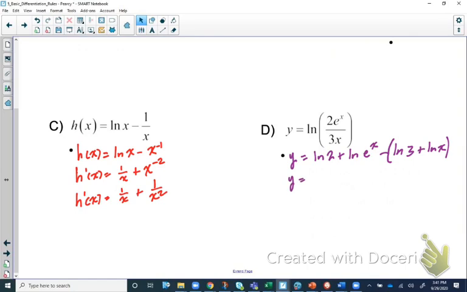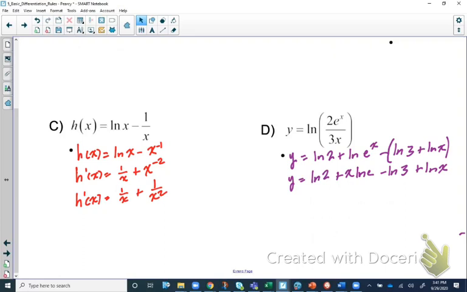So now y is equal to natural log of 2. And here, for natural log of e to the x, I'm going to put the x in front of the natural logs using properties of logarithms. So that'll be natural log of e minus natural log of 3 plus natural log of x. Okay, so what do we have next?